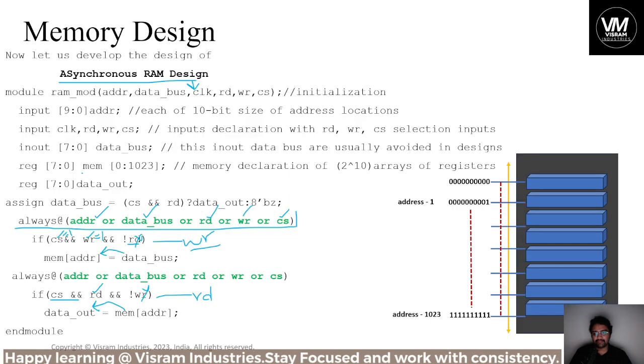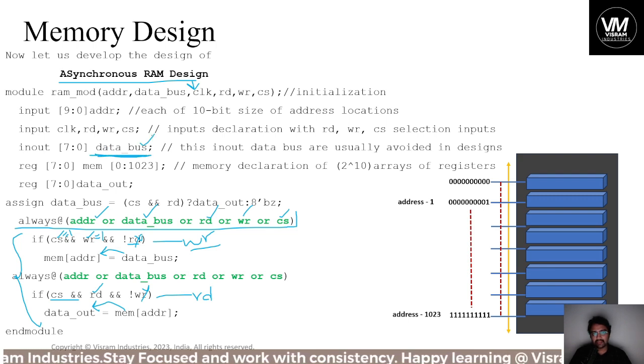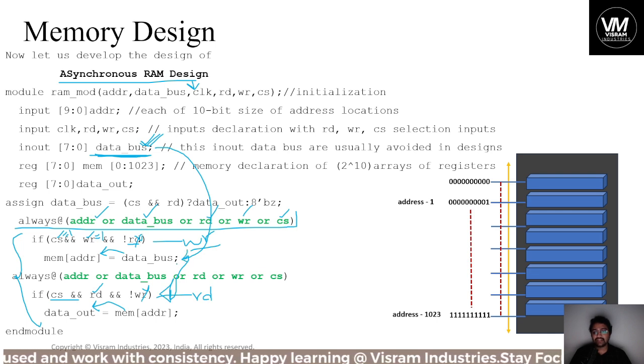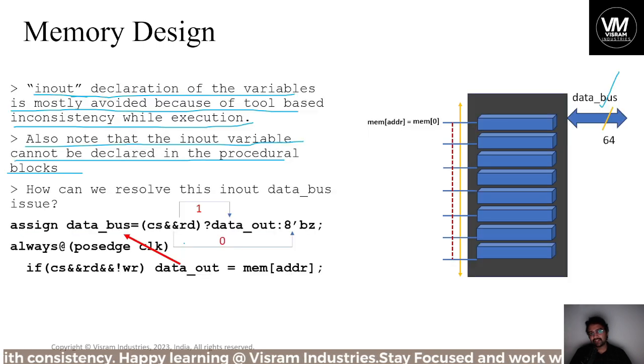Just remember, we haven't used data bus as an input wire or inout wire. That data bus variable, the register or the wire, is not used in the read process, in the procedural read process, because of execution inconsistency.